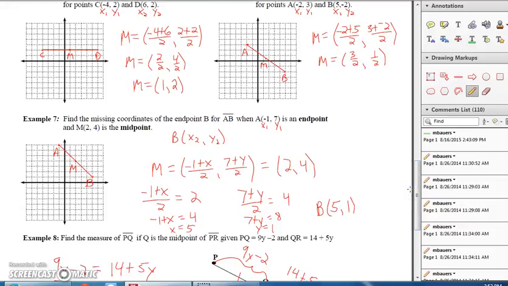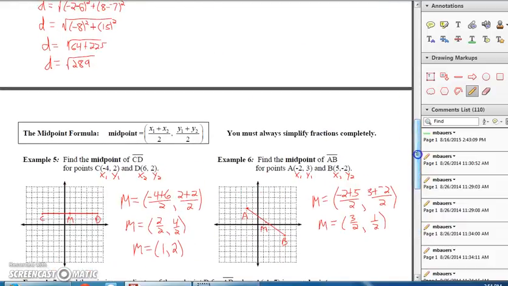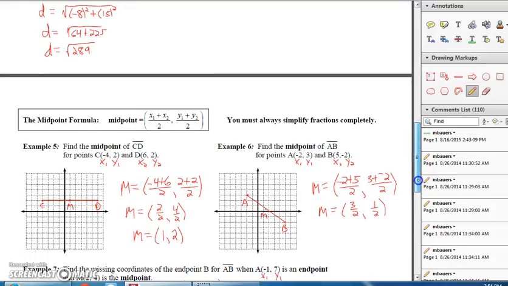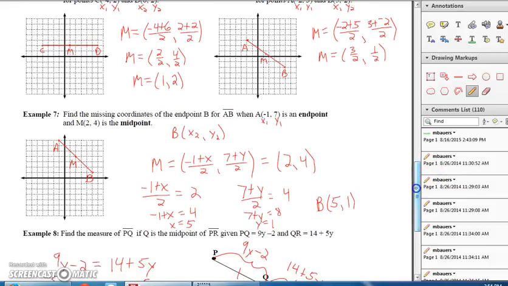Okay. Example 7, same thing. Again, if you want to pause it, try example 7 on your own, then come back and check mine. Go ahead. Here it is. Now, this one is a little bit different. If you were able to try it on your own, good for you. In this one, we're going to give you an end point, which is A, and we're going to give you the midpoint, which is M. And we want to know the coordinates of the other end point.